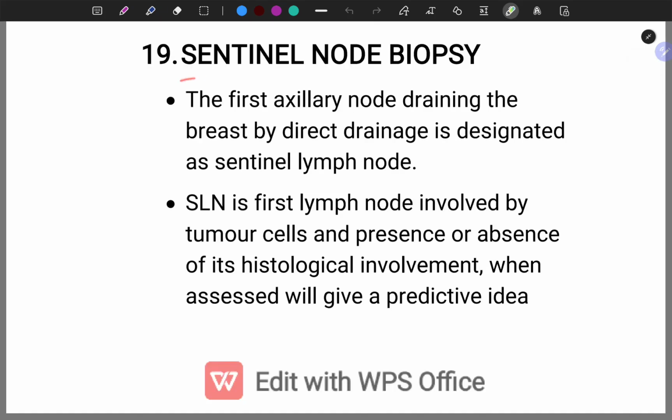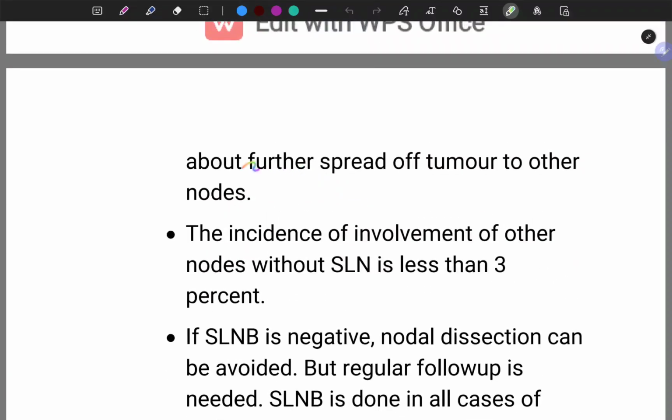So what do you mean by sentinel lymph node biopsy? The first axillary node draining the particular portion, for example breast, by direct drainage is designated as sentinel lymph node. So it is the first lymph node involved by the tumor cells, and presence or absence of its histological involvement will give a predictive idea about further spread of the tumor to further nodes.